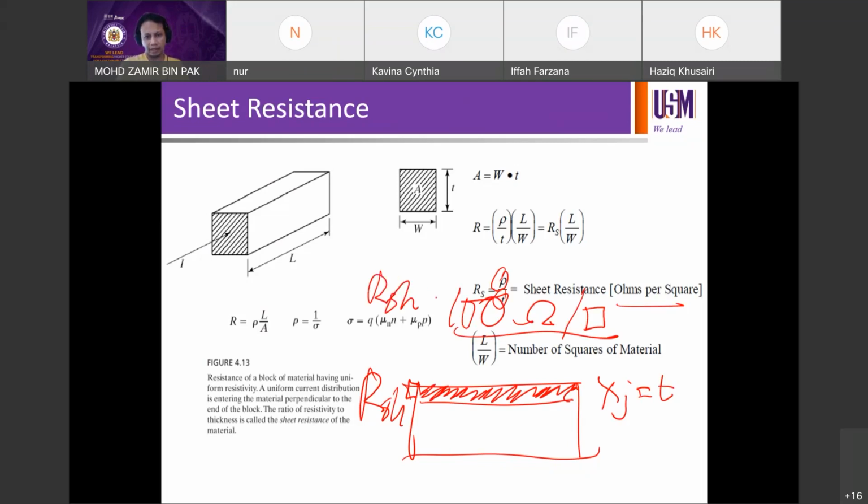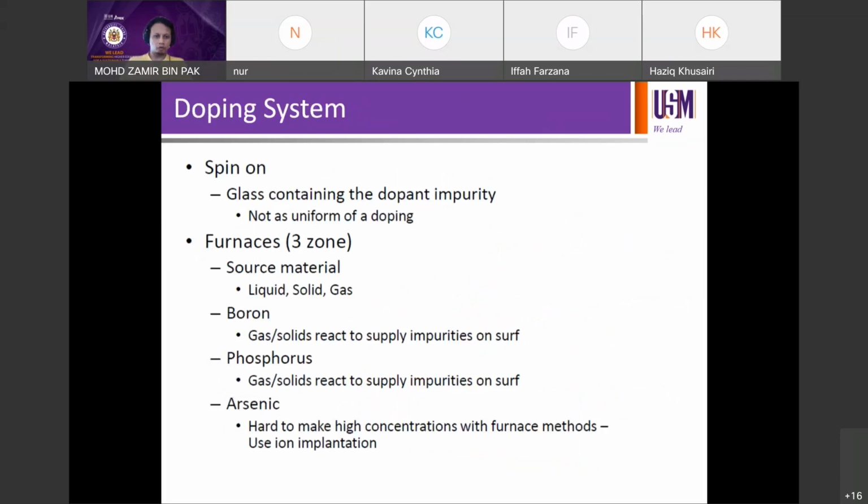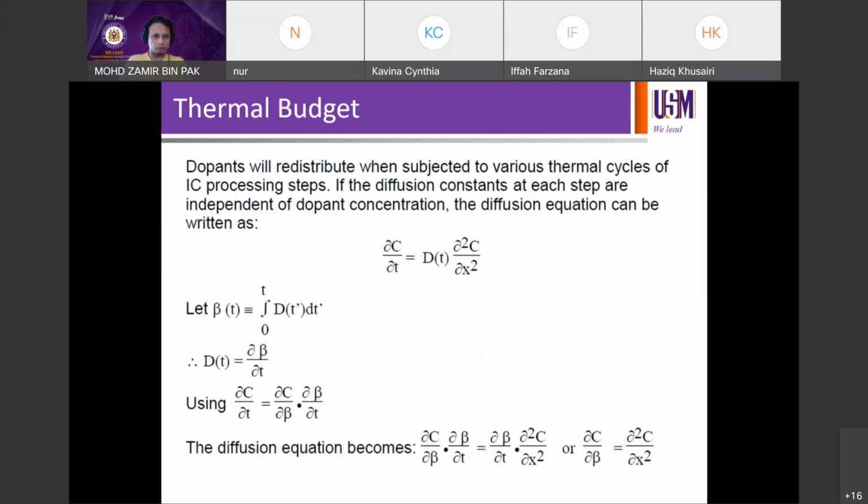Sometimes we call it RSS, R sheet. Because RS is sometimes used for series resistance in a device. So that's why it's a bit confusing sometimes. So RSH is better used to denote sheet resistance, R sheet. Okay, RS is typically R series, right? So doping system we have discussed. I don't want to go through it.